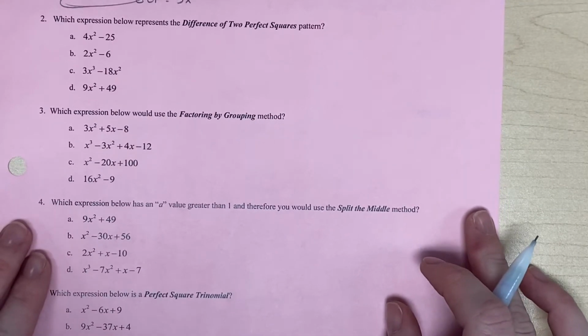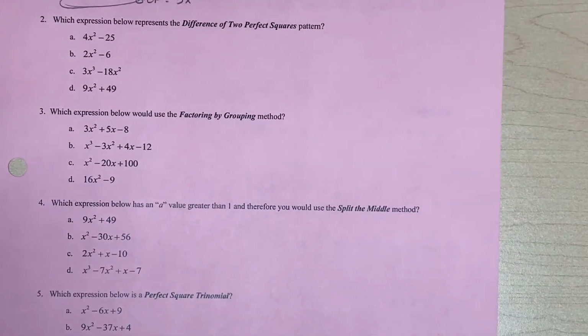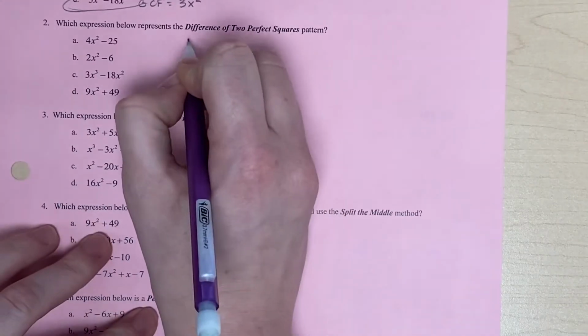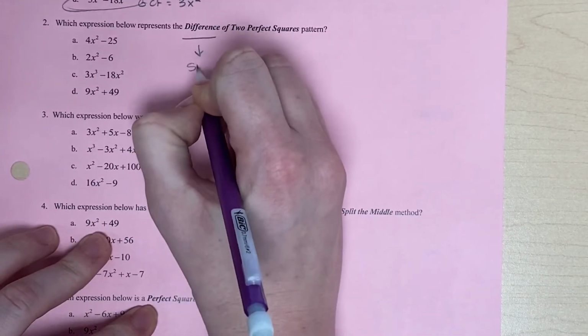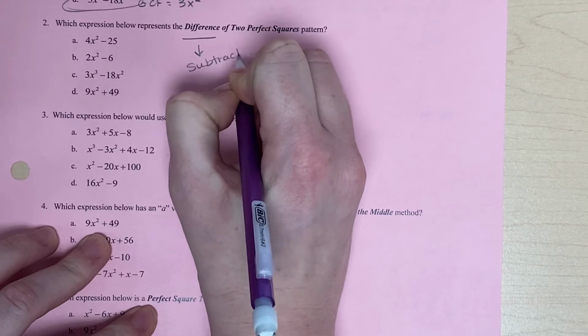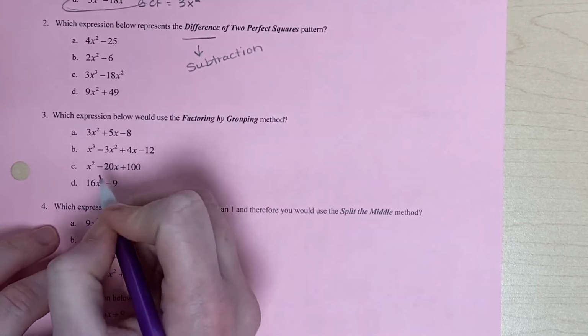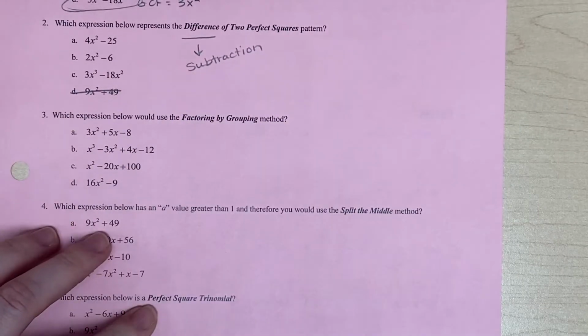On number 2, it says, which expression below represents the difference of two perfect squares? Just to remind you, difference means subtraction. So we're looking for the one with subtraction. That means I can eliminate D right off the bat because that's addition.